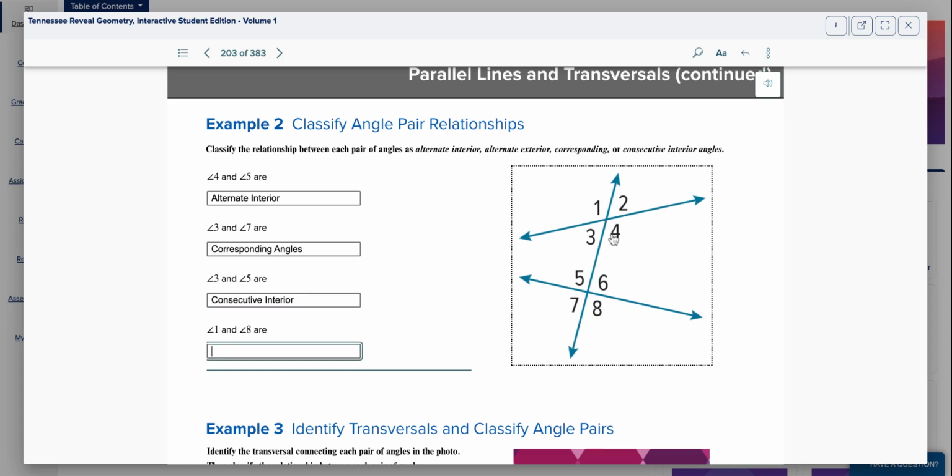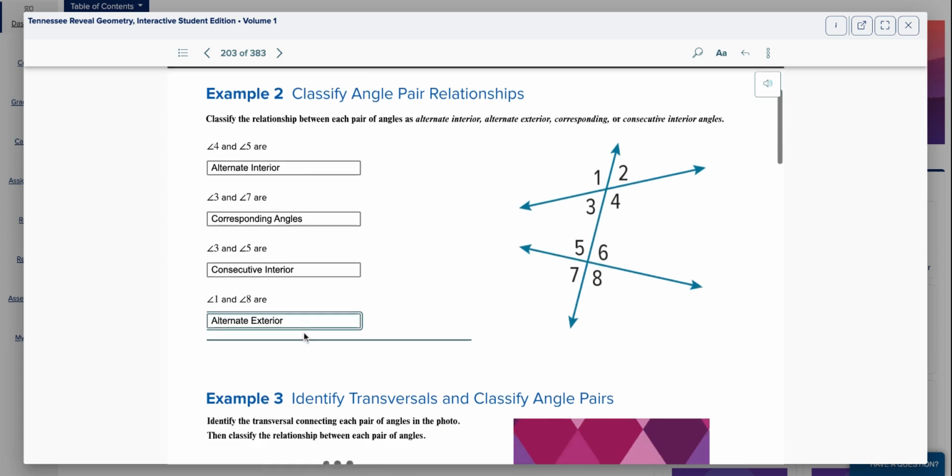One and 8. All right, 1 and 8. They are outside these two lines. One is above, 8 is below the other one. That makes them exterior angles. And I want you guys to notice that 1 is on the left of the transversal, 8 is on the right of the transversal. That makes them alternate. These are alternate exterior angles.